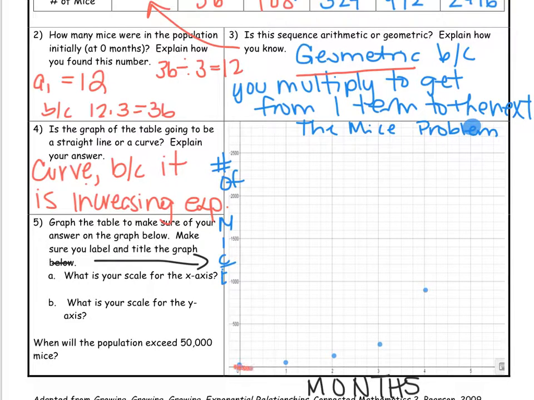So if we connected this, we would get this curve right here, and this is called an exponential curve because it's increasing quickly, and we have to multiply to get from one term to the next.